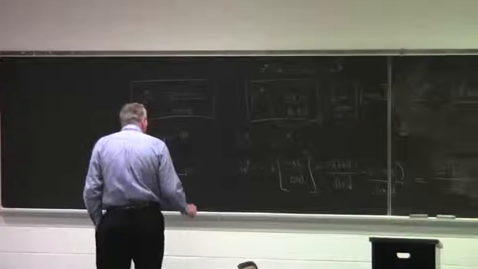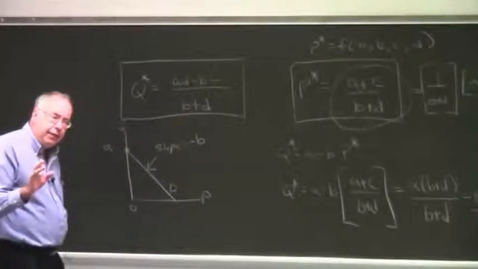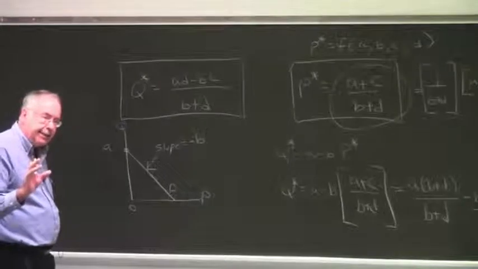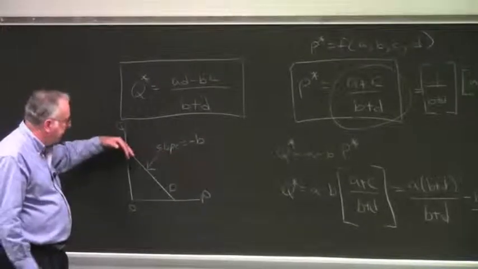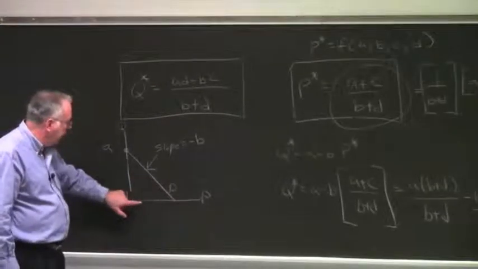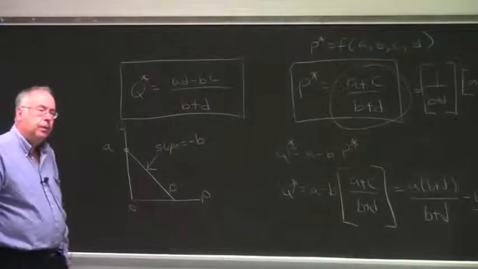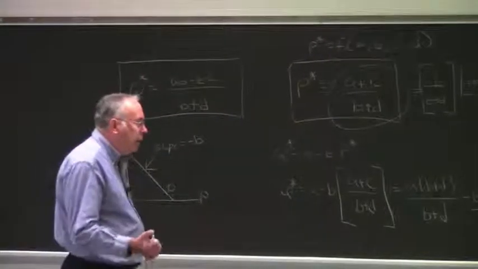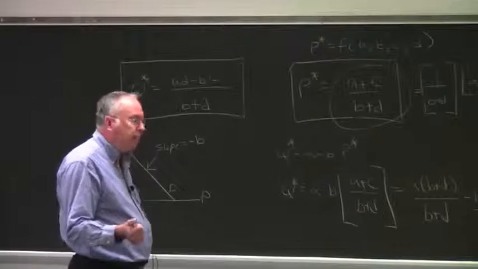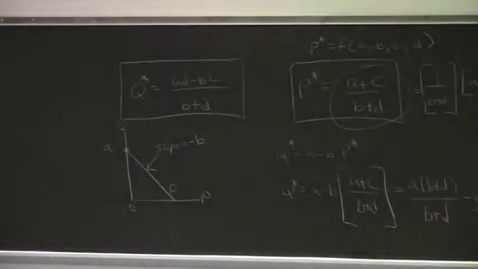Now, the slope of this demand curve is minus B. So the fact that B is positive means that it's a downward sloping demand curve, which means that the higher the price, the less consumers want to buy. Now, that takes care of the demand curve. So it's quite reasonable to assume that A is positive and that B is positive.